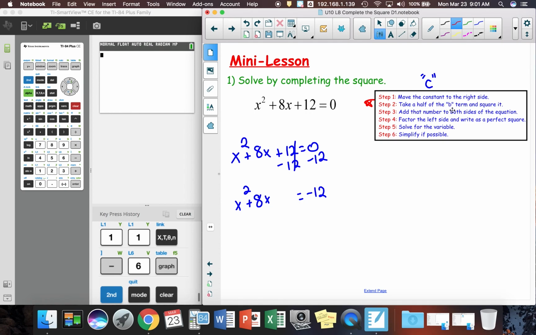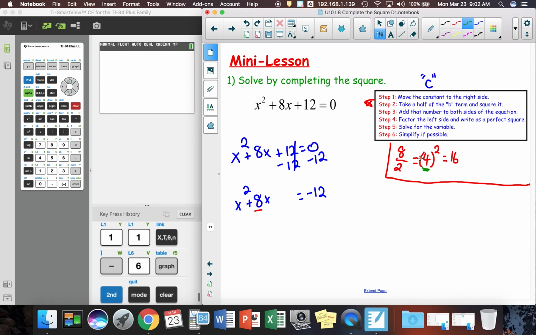It says take half of the b term and square it. So my b term for this problem is 8. We're finding this special number, so I'm going to do this off to the side here. So we have 8 divided by 2, because we're going to take half of our b term, which is 4, and then we're going to square this, which is 16. Okay. Now I'm going to underline this here, and I'm going to say that this is kind of important. You're going to see why in a moment.